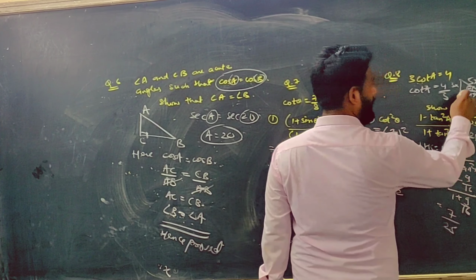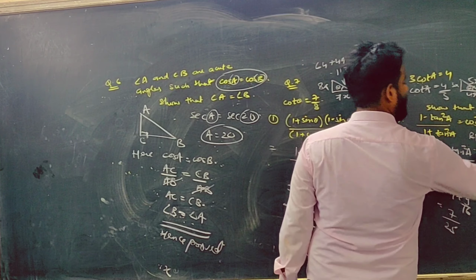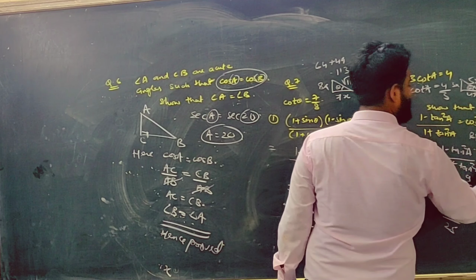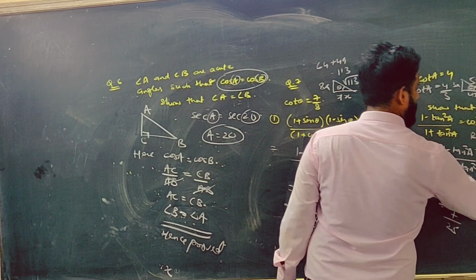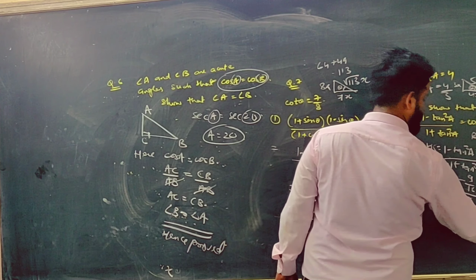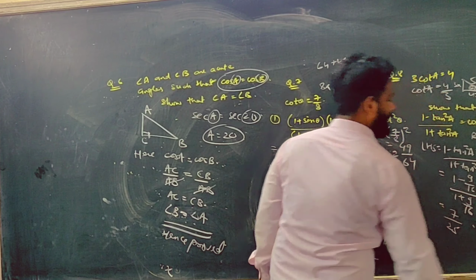And what is your RHS? Cos square A minus sin square A. Cos is adjacent upon hypotenuse, so 4 upon 5 whole square. Sin is opposite upon hypotenuse, 3 upon 5 whole square. So 16 by 25 minus 9 by 25, LCM is 25. 16 minus 9 is 7. Therefore LHS equal to RHS.